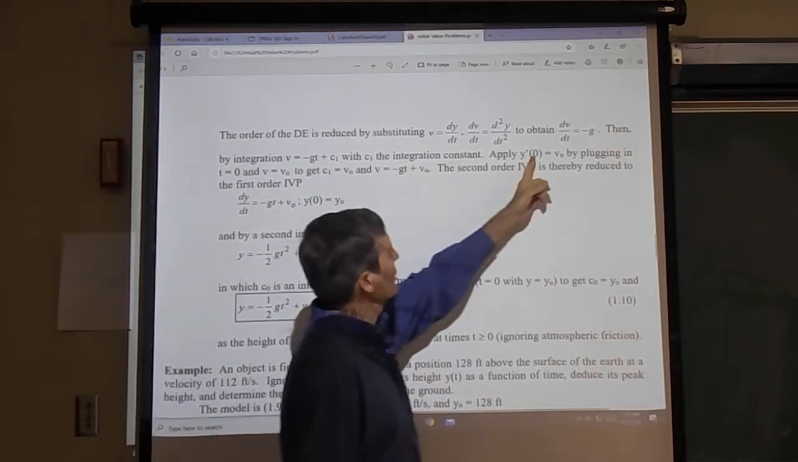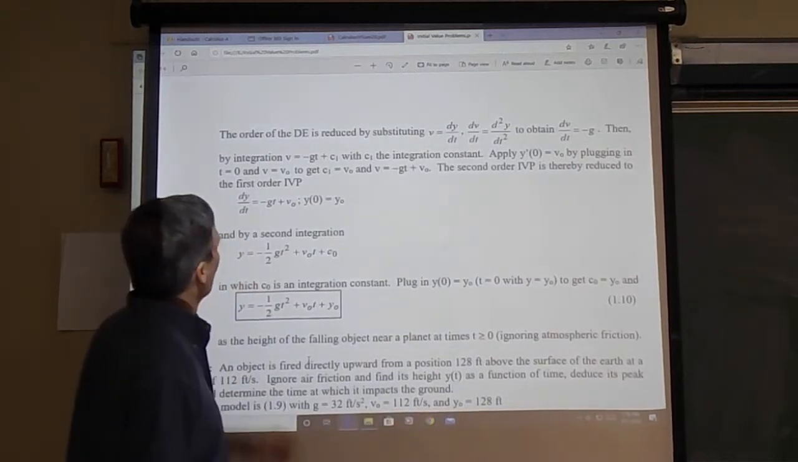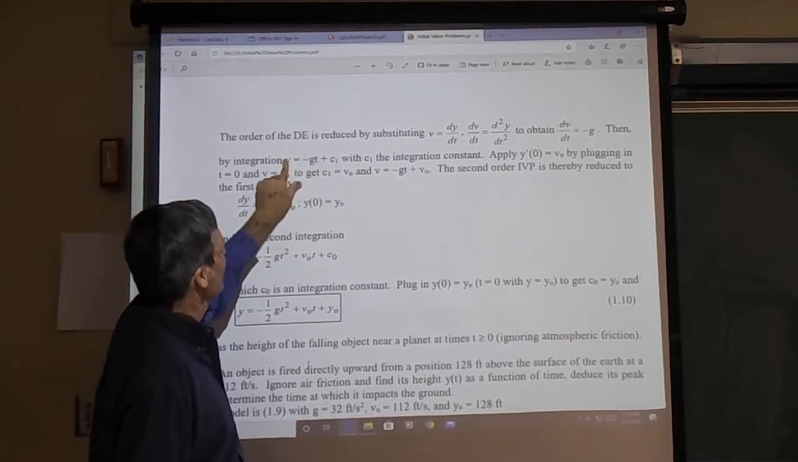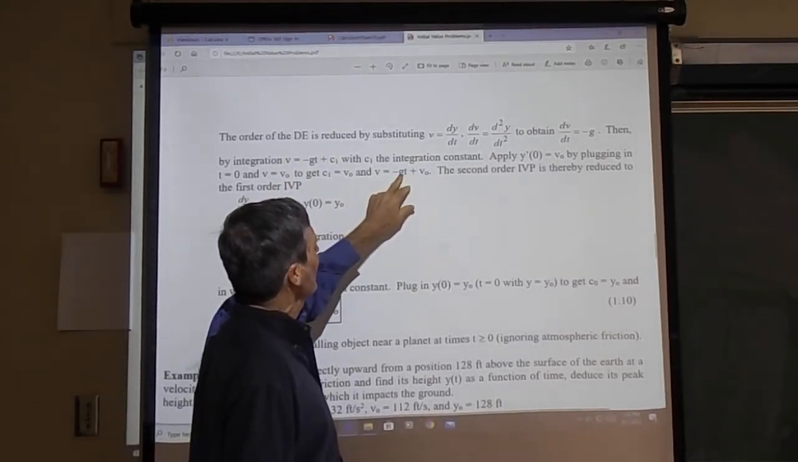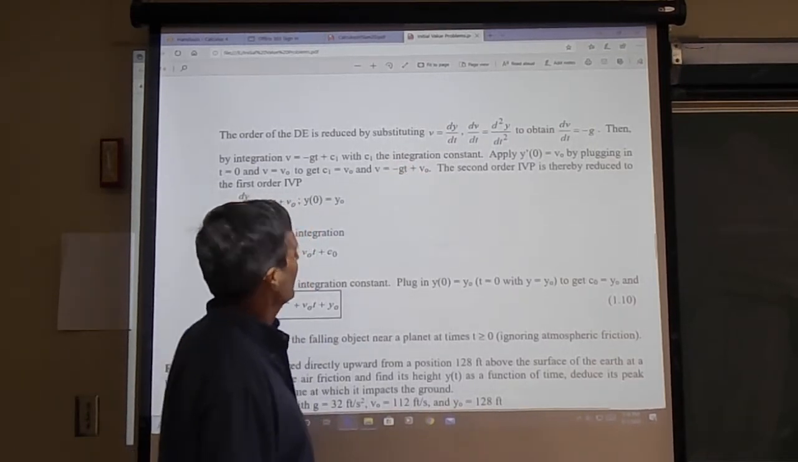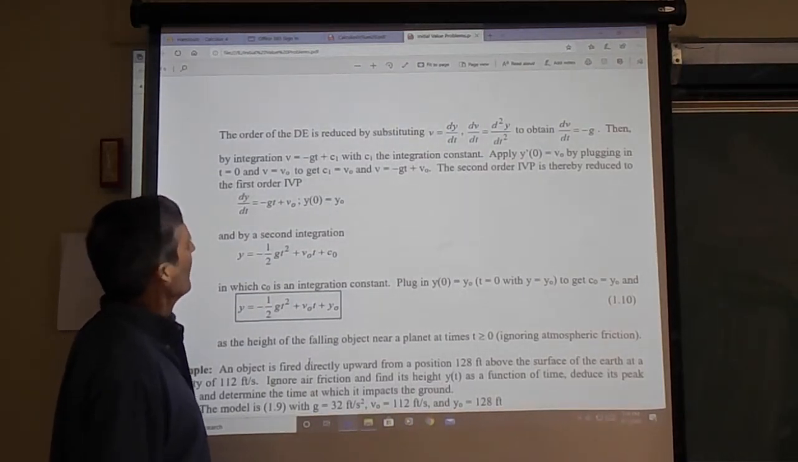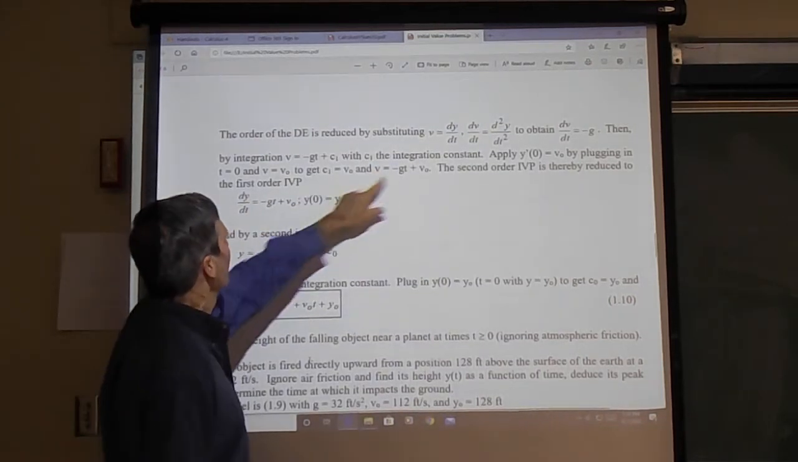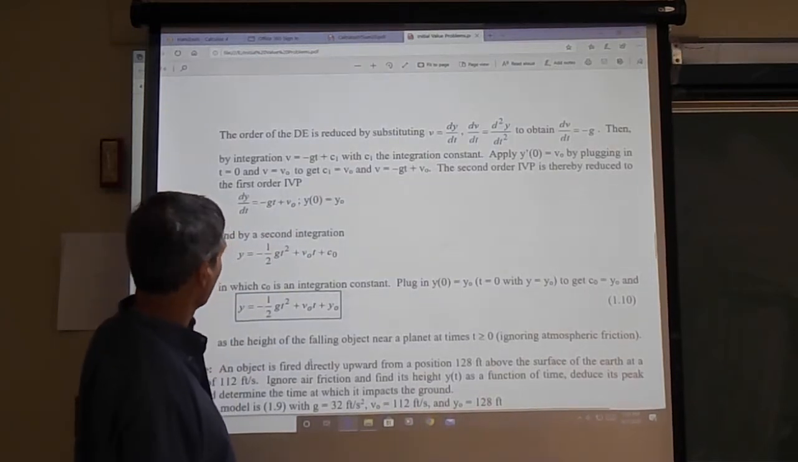Now you apply one initial condition, y prime of 0 equals the number v0, and we put that in, and if we put in t equals 0 and have v0 here, c1 must be v0. So now we know v equals minus gt plus v0, where v0 is the initial velocity, g is the gravitational constant. And now v, however, is dy/dt, where y is position. So this is dy/dt equals minus gt plus v0, just putting back v equals dy/dt from the substitution.